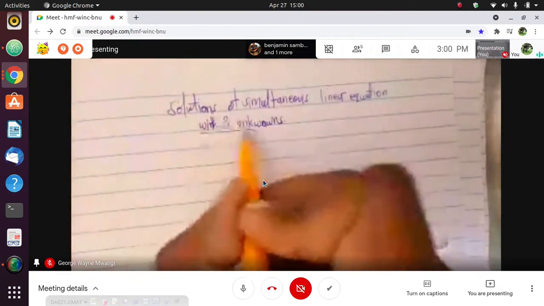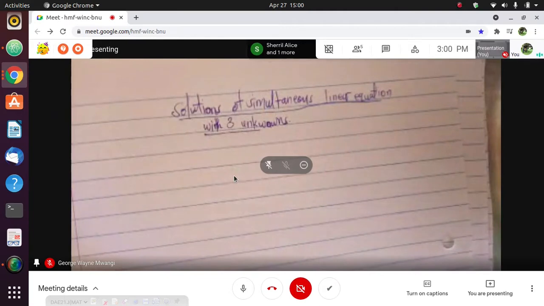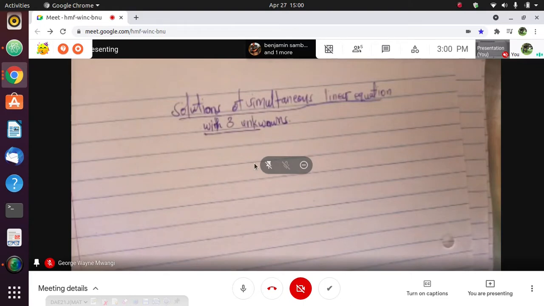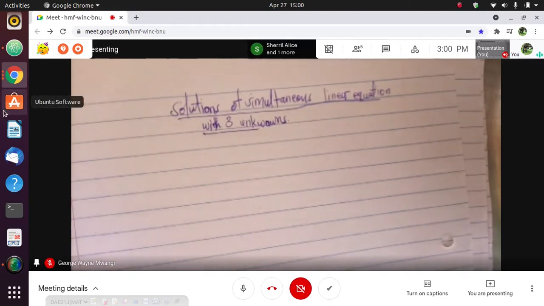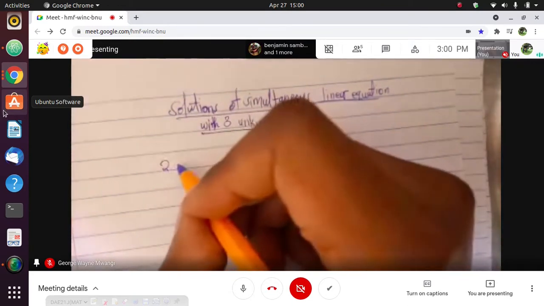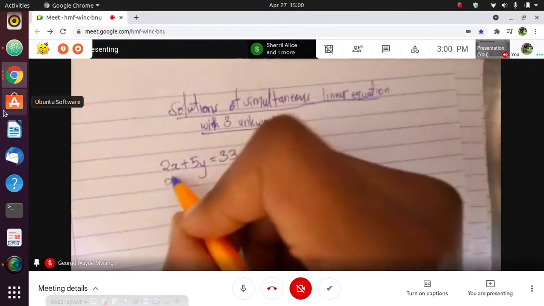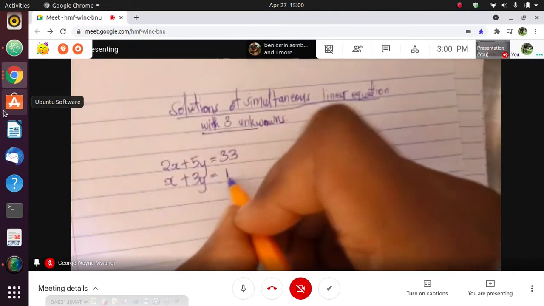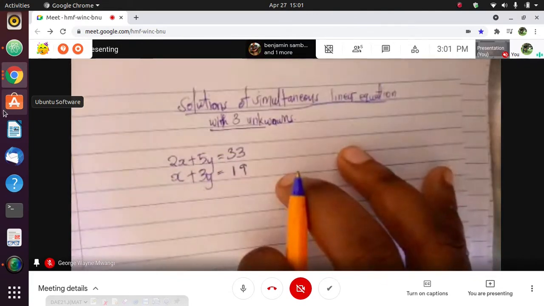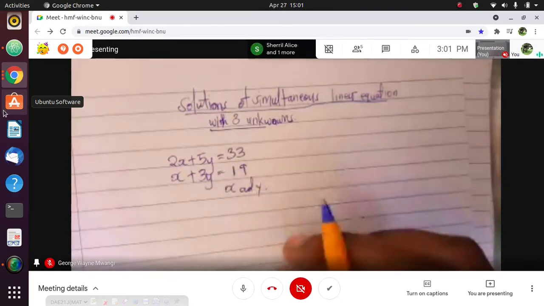Okay. Now today we are going to learn how to solve simultaneous linear equations with three unknowns. But before we do that, I want us to remind ourselves how to solve simultaneous equations with only two unknowns. We have come across simultaneous equations before. For example, x plus 3y is equal to 19. And you are told to calculate the value of x and the value of y.